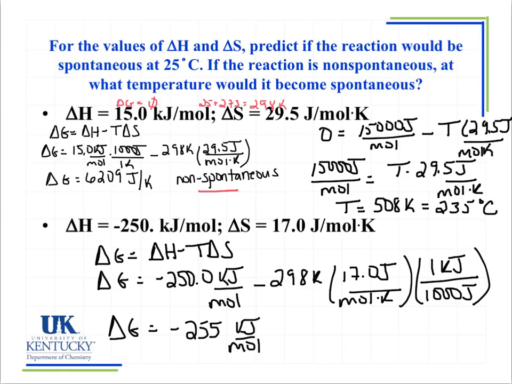Since this value is less than 0, I am dealing with a spontaneous process. So delta G less than 0, spontaneous; delta G greater than 0, non-spontaneous.